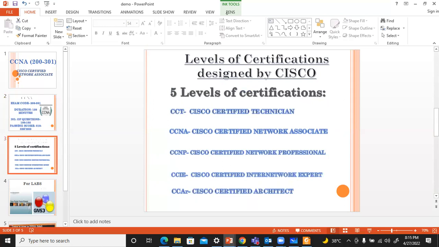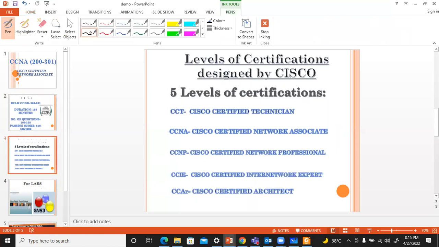So here, what are the changes? Let me tell you. Earlier, instead of CCT, there used to be CCENT, Cisco Certified Entry Network Technician, which is now replaced by CCT, Cisco Certified Technician. Earlier for CCENT, the exam was ICND1. Now it is called CCT, which is again not a mandatory or prerequisite exam for any of the further certifications, but it can be helpful for beginners.